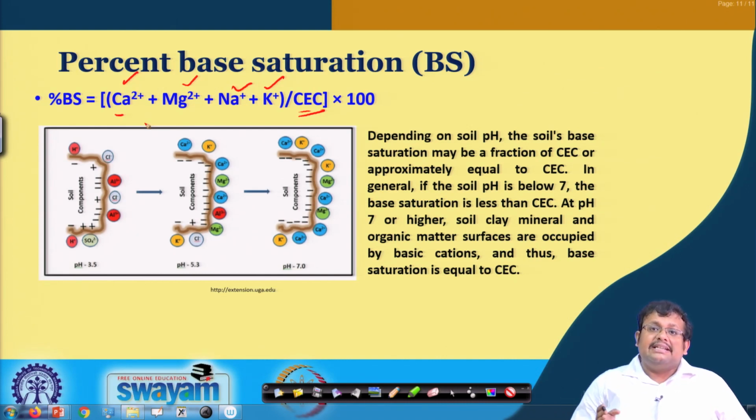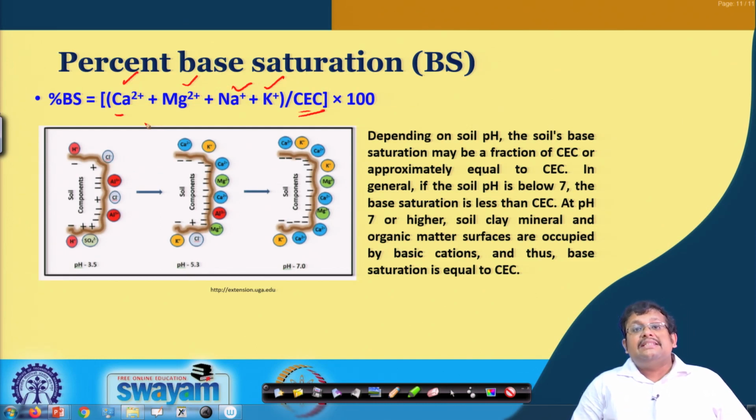So, in case of acidic condition, alkaline condition, or neutral condition, the percent base saturation varies. In general, if the soil pH is below 7, that is acidic in nature, the base saturation is less than the CEC, obviously, because the CEC calculation includes both H plus and Al3 plus also. In the calculation of the total CEC, we incorporate H plus and Al3 plus. So, in the acidic condition which contains a high amount of H plus as well as Al3 plus, the percent base saturation will be less than the CEC.